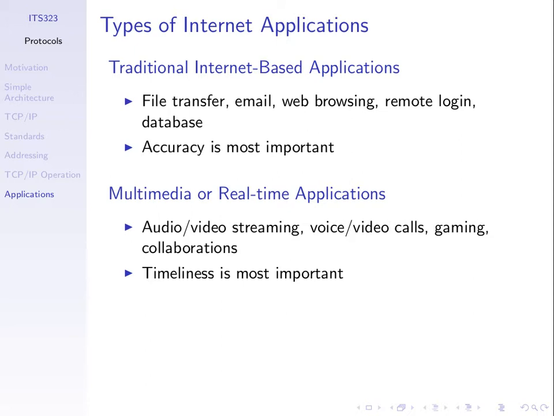Email, think of just, we need to get data from one computer to another. Web browsing, get a web page from one computer to another. File transfer, so it's about transferring data. Where that data needs to be delivered accurately. Accuracy is the most important.